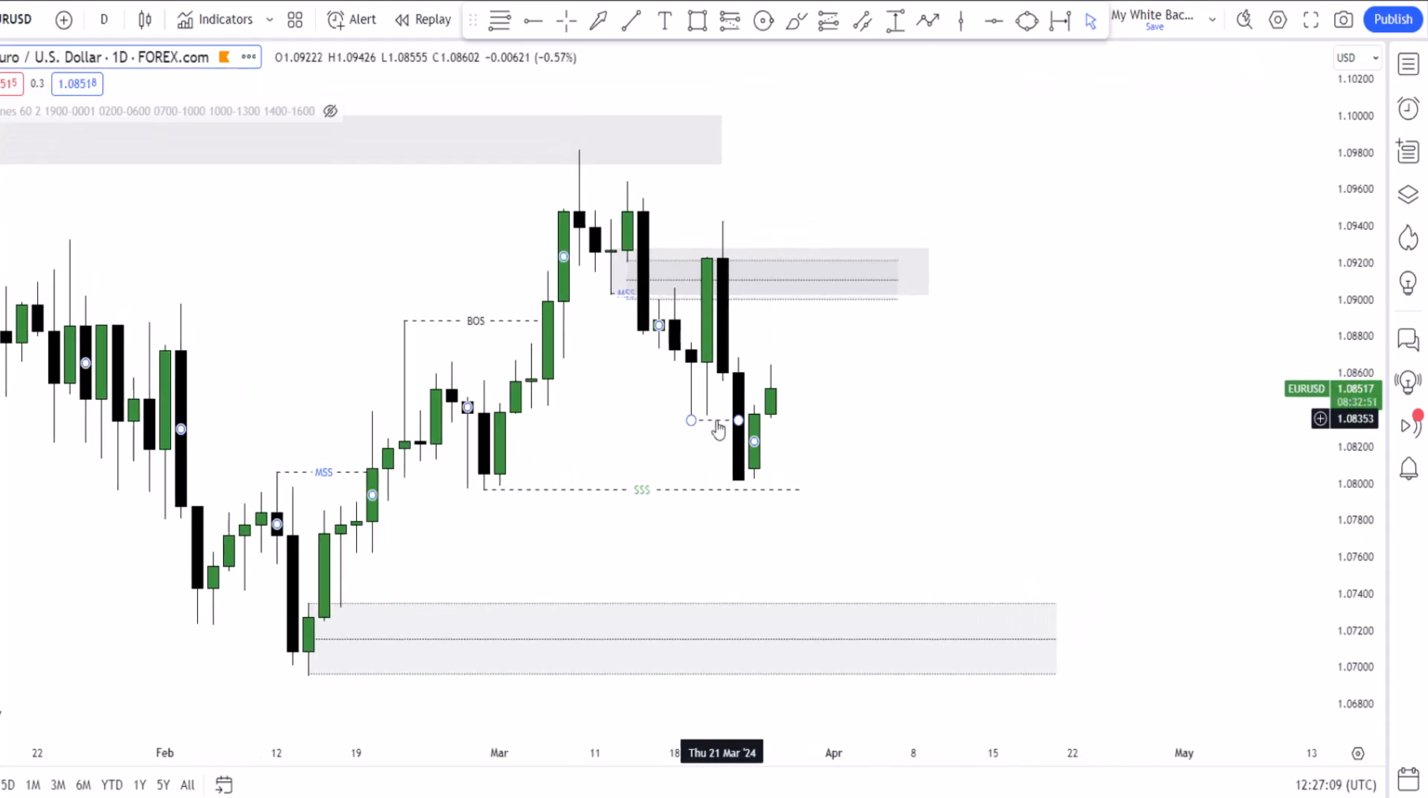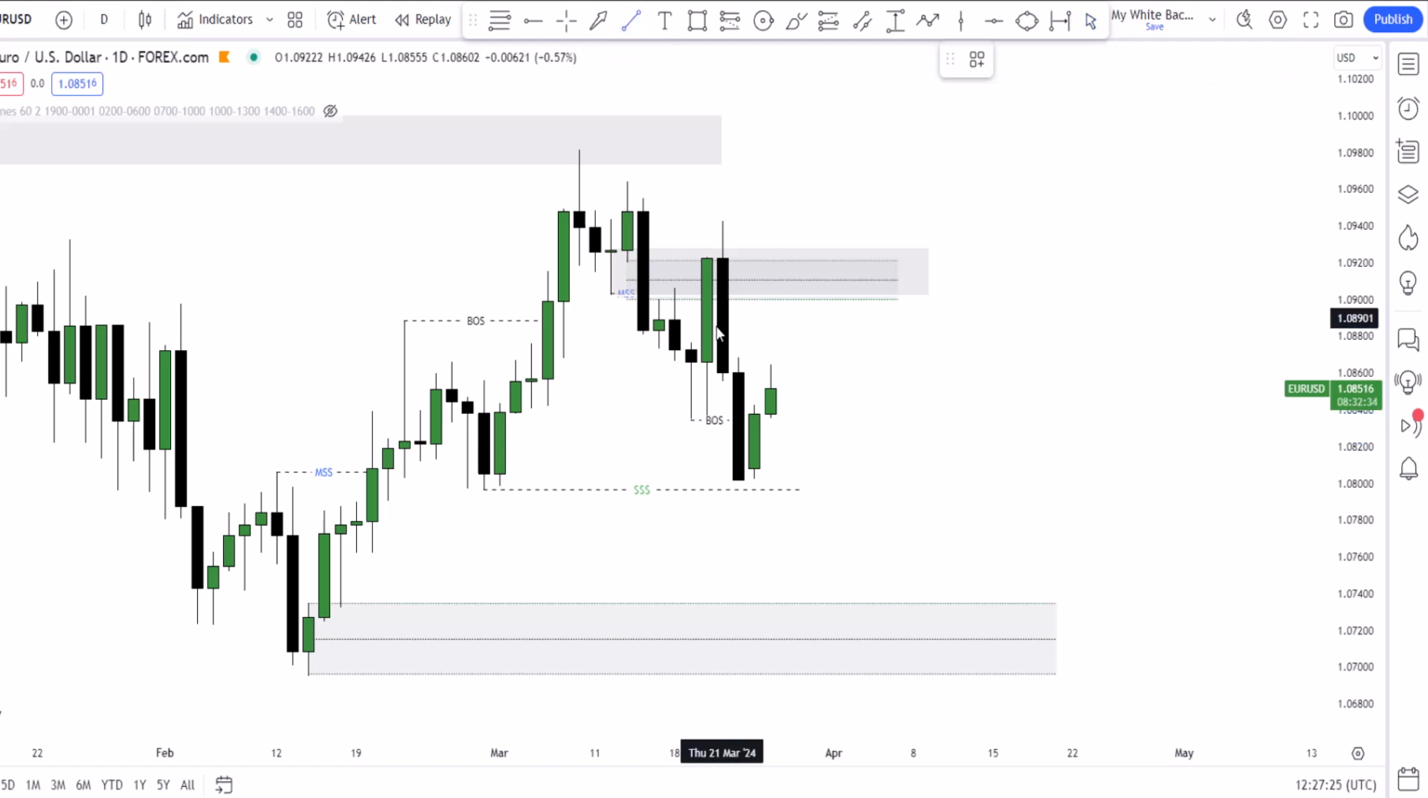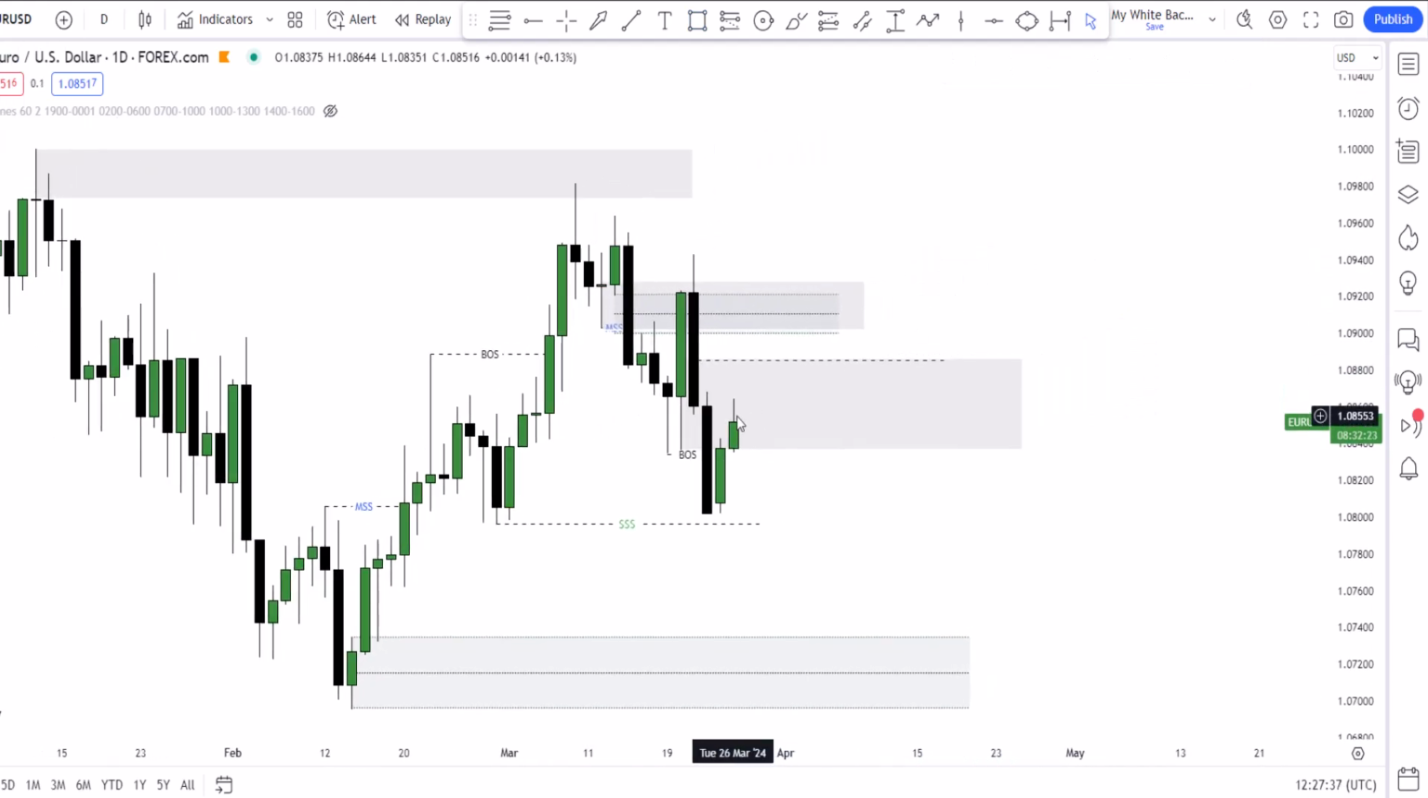Now, after this break of structure, what did you see? That is basically external range liquidity sweep. Price has to come back to retrace into internal range liquidity, which is this bullish order block. At least what you need is 50% of this bullish order block for price to trade within, and that is called the mean threshold. And this is where the buy model came in.